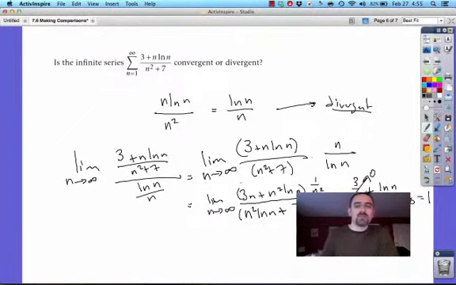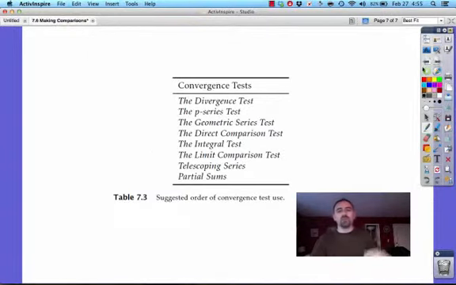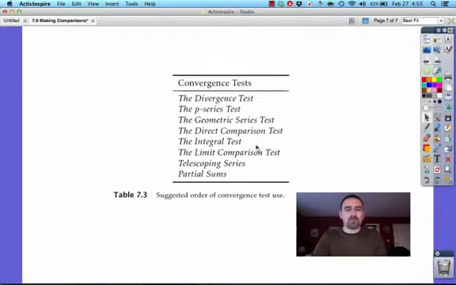So this entire limit is going to 1, which means that since we know that the denominator series diverged, so will the numerator series. So this is divergent by the limit comparison test. Pretty cool. All right, so now we've added a couple more tricks to the bag.